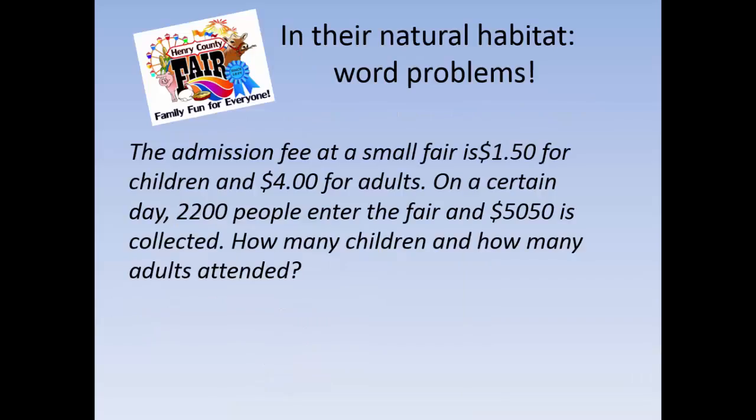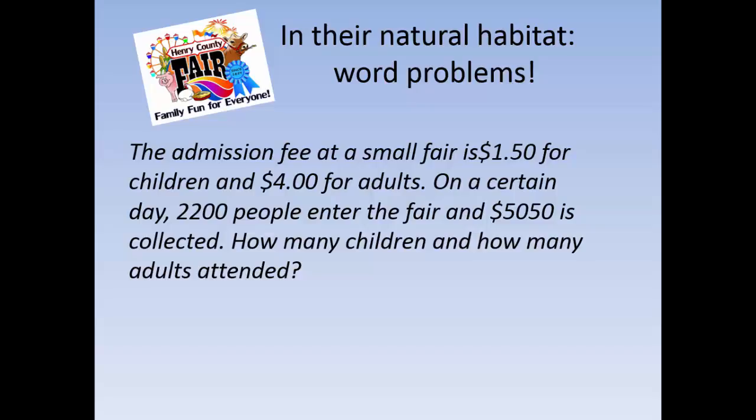Here's what a system of equations looks like in its natural habitat, the real world. Here's a word problem that produces two equations with two variables. Now, up until now, I've always said, hey, you can't have two variables, that's impossible to solve. But that's only true if you only have one equation. If you have two equations, you can solve equations that have two variables.